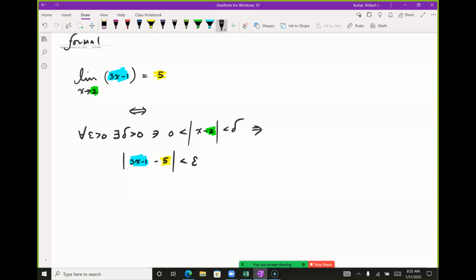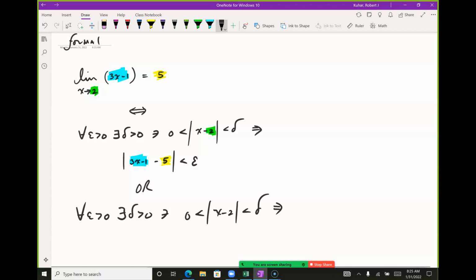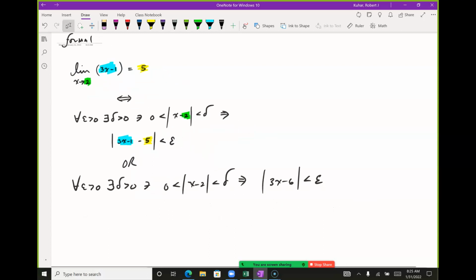I can simplify this. For every epsilon greater than 0, I should be able to find a delta greater than 0, such that 0 is less than the absolute value of x minus 2, which is less than delta, implies it looks like I get 3x minus 6 is less than epsilon. And now how I get this delta, remember I have to find the delta, is I cheat. I look at this, and I realize I can factor out a 3, right?